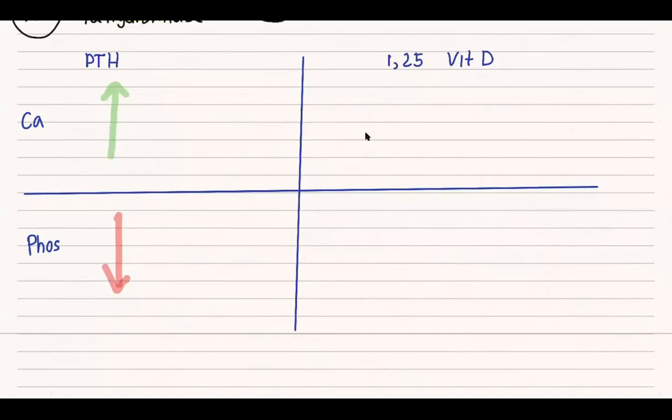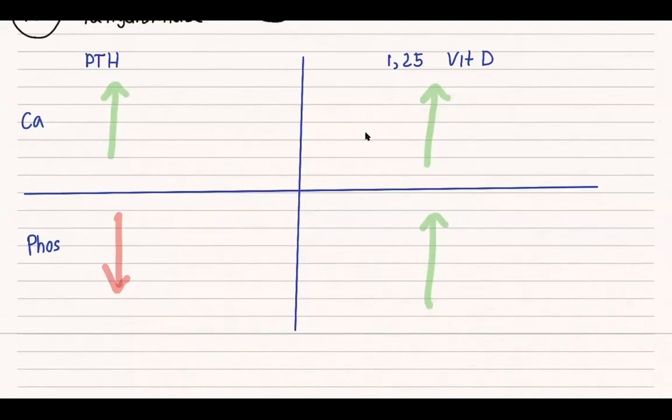1,25 vitamin D is going to do what to your calcium? It would increase it, from the gut. What does it do to your phos? Would it increase it as well? That's it. And so it is the phos handling that is the difference between PTH and 1,25 vitamin D.